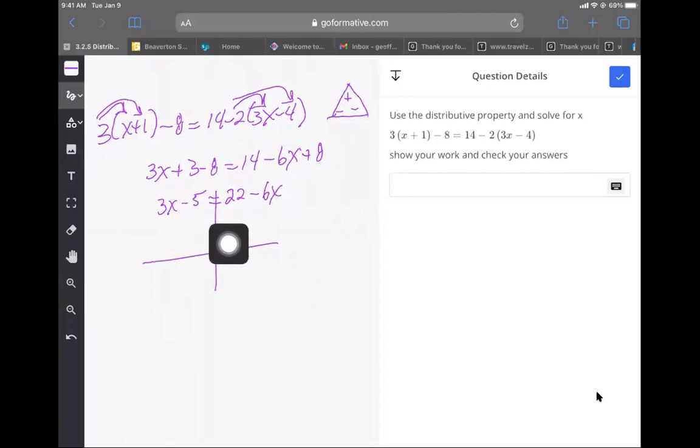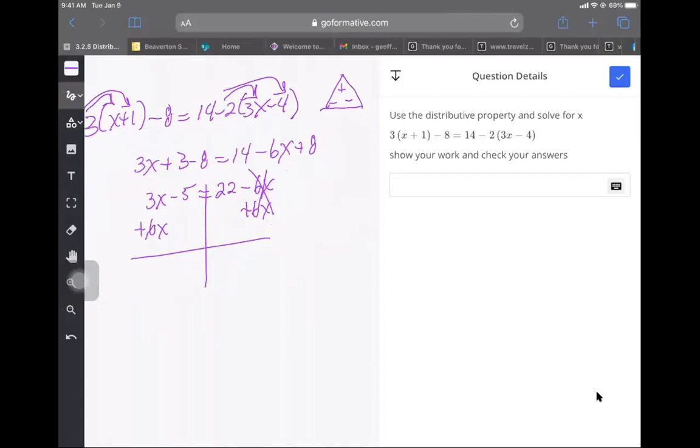So we're going to bring our smaller x to our bigger x. -6 is smaller than +3. So I'm going to bring this guy over here by making a 0 pair. This guy cancels. What is 3x and 6x equal? What does 3x plus 6x equal? 9x. Minus 5 equals 22.